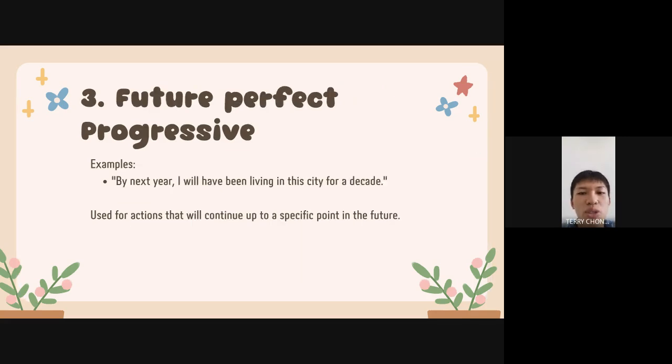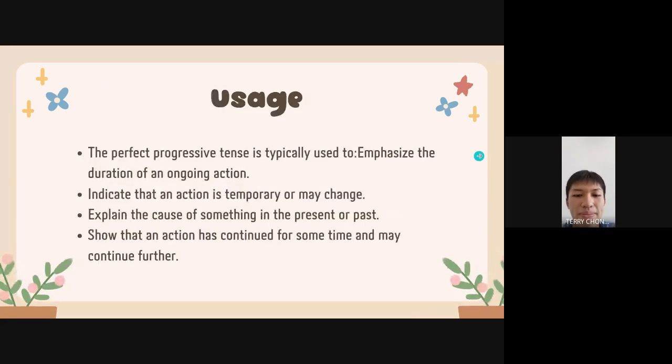And the third is future perfect progressive. The example is by next year, I will have been living in this city for a decade. Will have been living. Used for actions that will continue up to a specific point in the future. The usage is the perfect progressive tense is typically used to emphasize the duration of an ongoing action. It indicates that an action is temporary or may change. Third, it explains the cause of something in the present or past. Show that an action has continued for some time and may continue further.